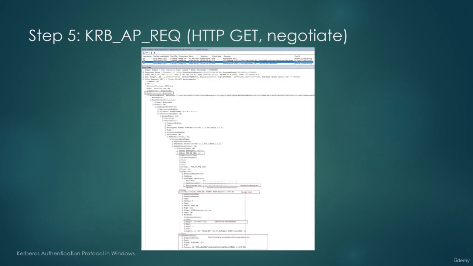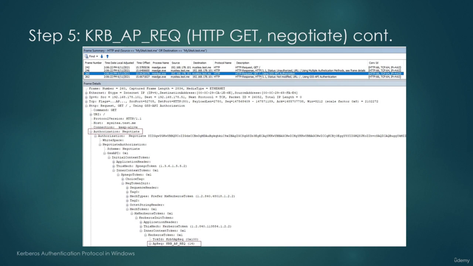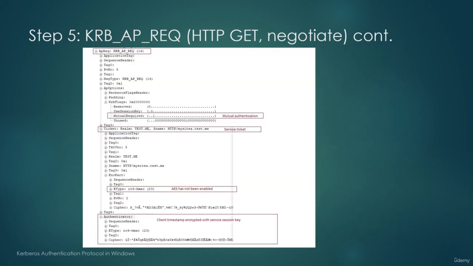Here is the request in Network Monitor. We see that the authorization field is set to negotiate. Mutual authentication is required. Encryption algorithm is set to RC4, since AES support hasn't been enabled. And we see the authenticator encrypted with the session key, shared between the user 1 and the website service account.